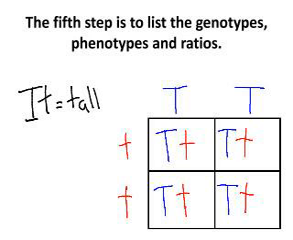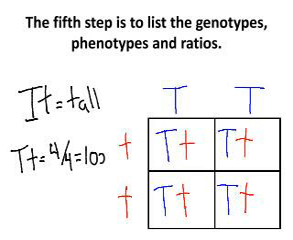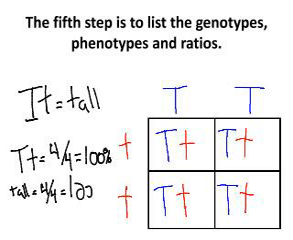The last thing you need to do is figure out the ratio of genotypes and phenotypes. The capital T, lowercase t ratio is figured out by counting the number of boxes that it appears in. In this case, it appears in 4 out of 4 boxes, giving us a percentage of 100%. The phenotype, likewise, is also going to be 4 out of 4. So the tall phenotype will also equal 100%.